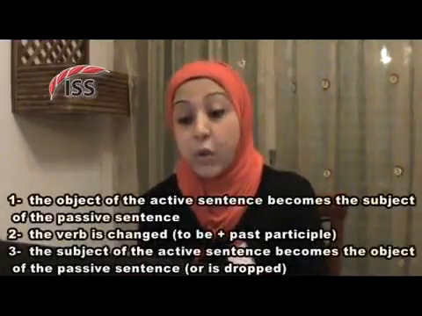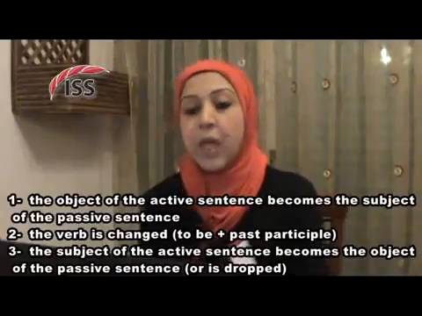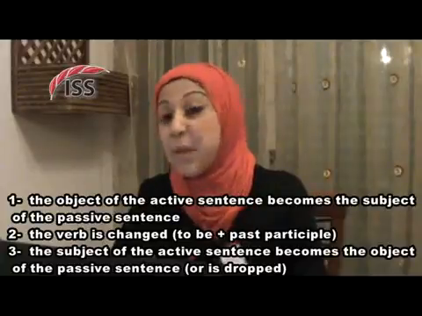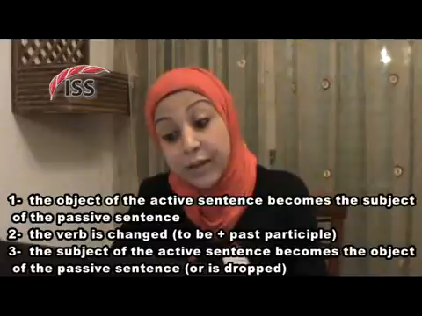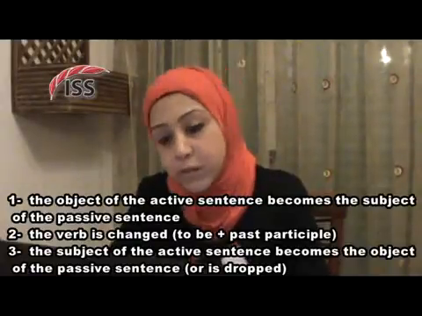The object of active sentence becomes the subject of passive sentence. Number 2. The verb is changed to be plus past participle. Number 3. The subject of active sentence becomes the object of the passive sentence or is dropped.